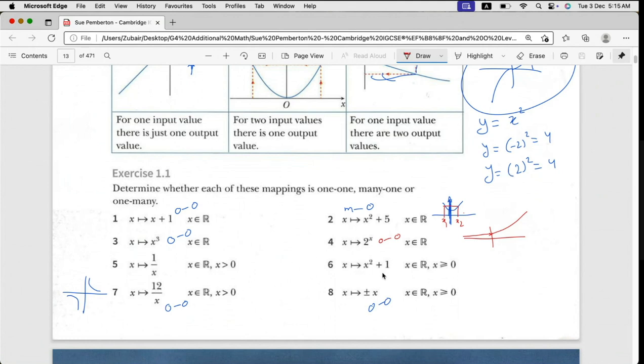Sixth is x square plus 1. That is exact replica of question 2. Again, many to 1.